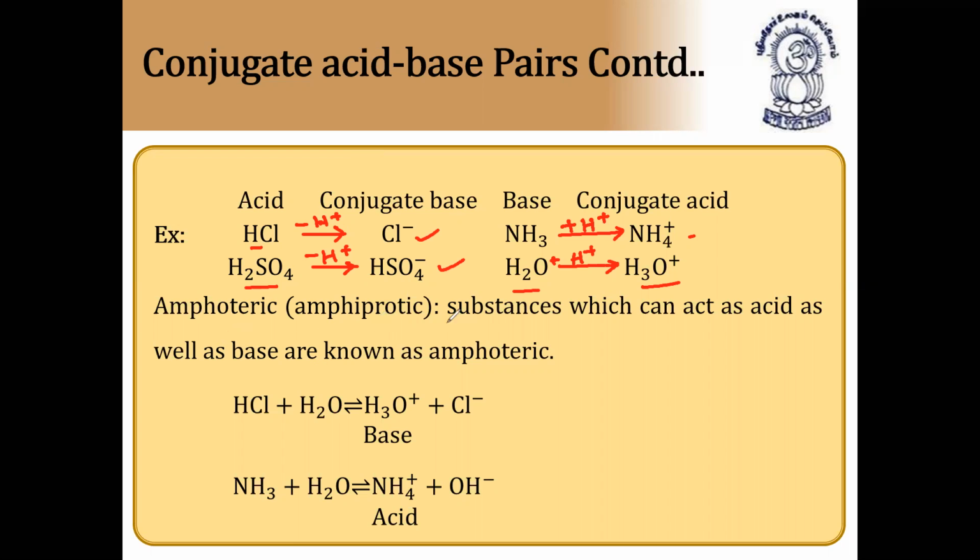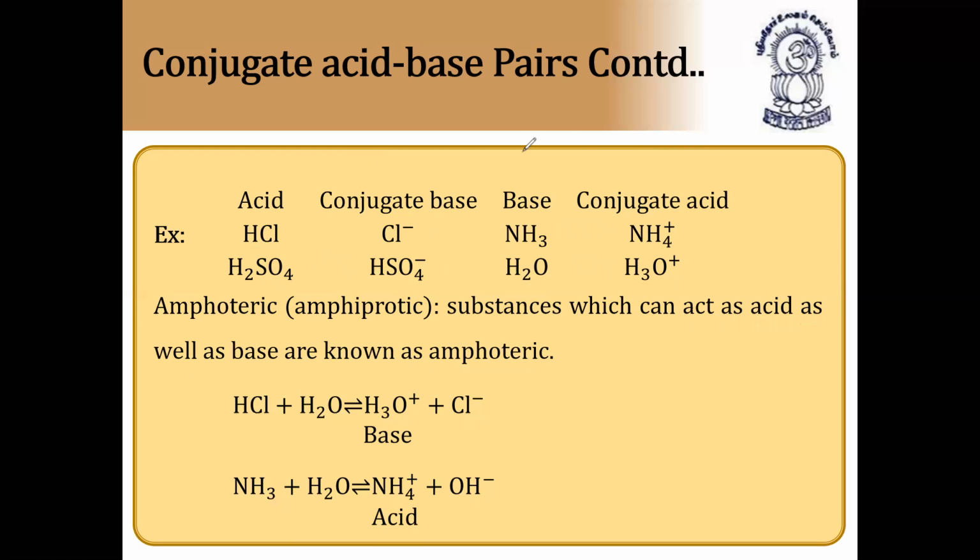Amphoteric or amphiprotic: substances which can act as an acid as well as a base are known as amphoteric or amphiprotic. Example, HCl plus water gives us H3O plus and Cl minus, and ammonia on reaction with water forms NH4 plus and OH minus. So it is an acid and it is a base. So these are called amphiprotic, or you can say amphoteric.